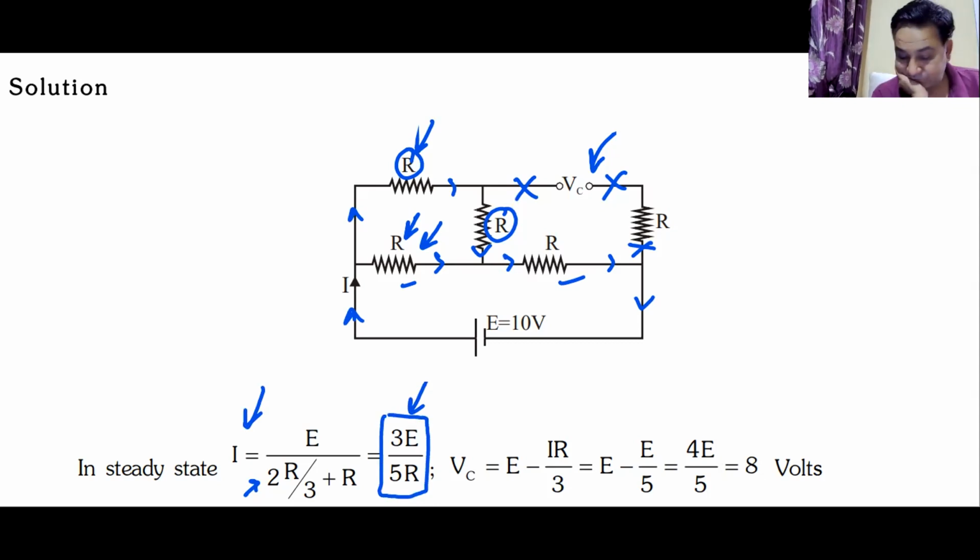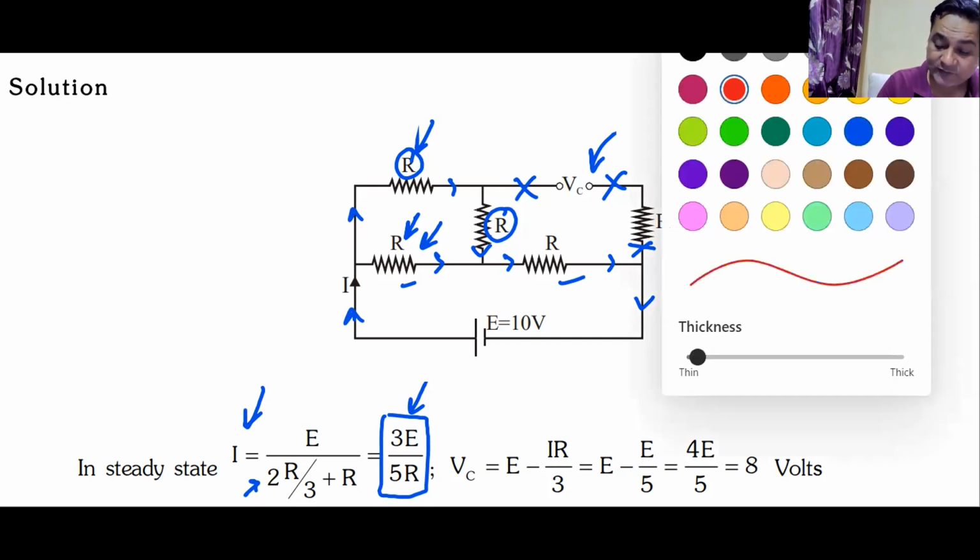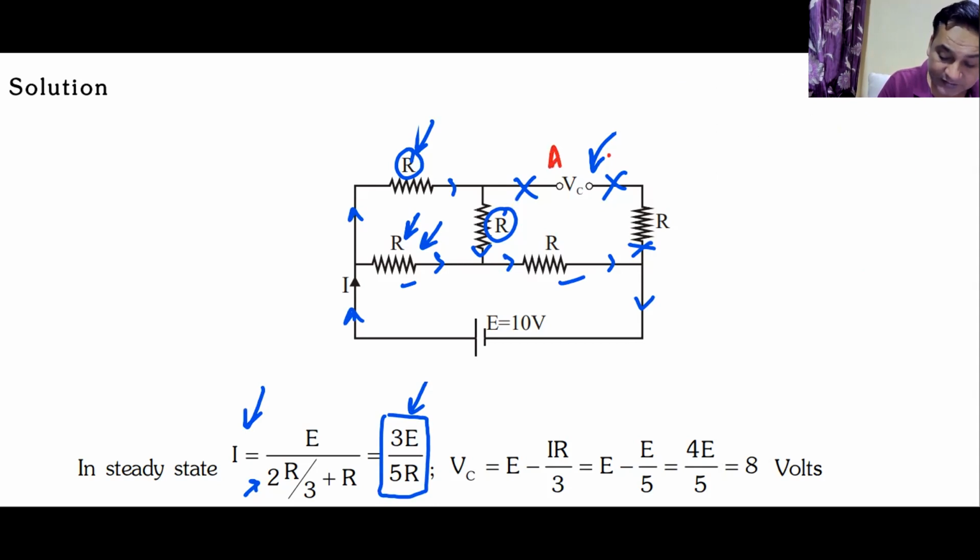Yes or no? Then what you have to do is find the potential drop across the plates of the capacitor. If I call this point A and this point B, there is no current in this branch. So you have to find the potential difference between these two points A, B. Yes or no? Yes, sir. You can do that. And I think the answer is coming as 4E by 5. Yes or no? Okay, sir.